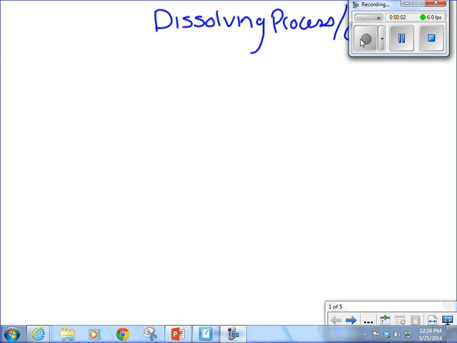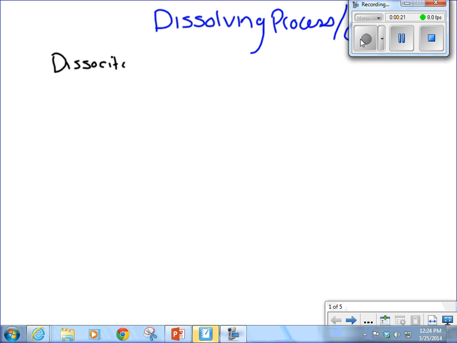Okay, first and foremost, I'm going to go through this unit like we did in class, chronologically. I'm going to start with dissolving processes, but I'm going to jump into colligative properties here as well. Dissolving processes are how something dissolves, and a lot of you struggled with this on the quiz. We have two processes for dissolving.